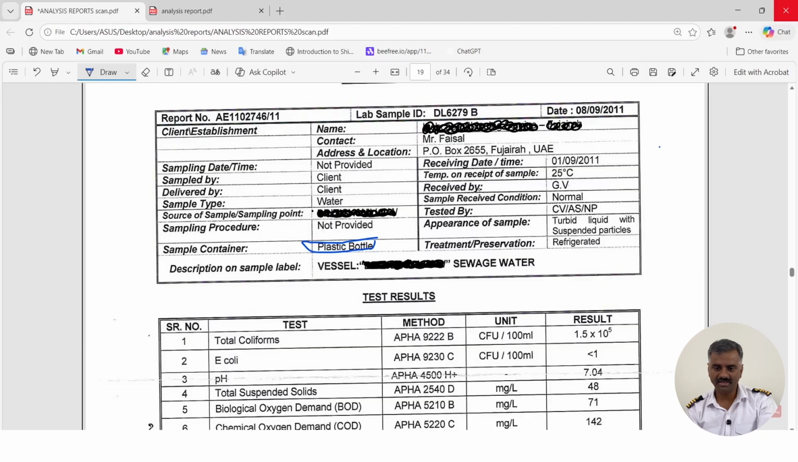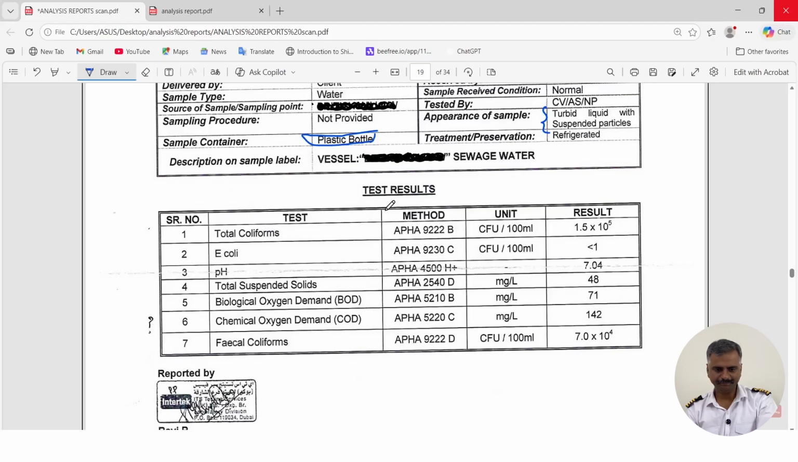So you see there is an appearance also mentioned here, turbid liquid with suspended particles, when they had sent the sample for analysis. 25 degrees temperature. You can see what they have measured. They have measured total coliforms, CFU, colony forming units per 100 ml. 1.5 into 10 raised to the power 5 colony forming units per 100 ml. That is a lot of bacteria in the sewage.